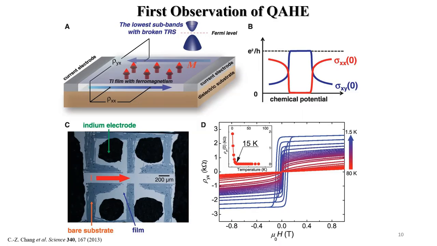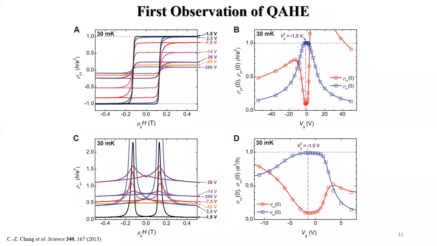But this value is still not quantized yet. This is because the Fermi level is not in between the surface gap. So they further use gate tuning to tune the concentration of electrons inside the system. As you can see, when they tune the gate voltage to negative 1.5 or 2.5 volts, the system becomes quantized, equal to h over e squared, at the working temperature of 30 millikelvin.